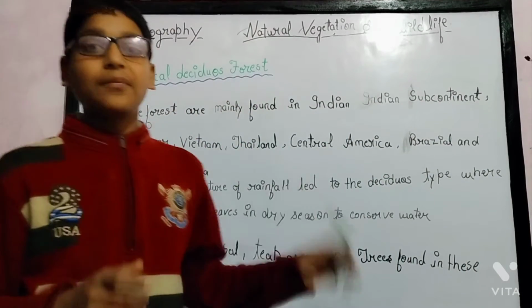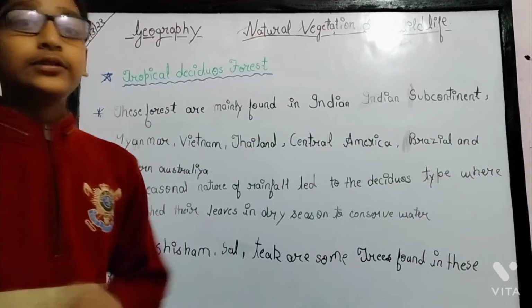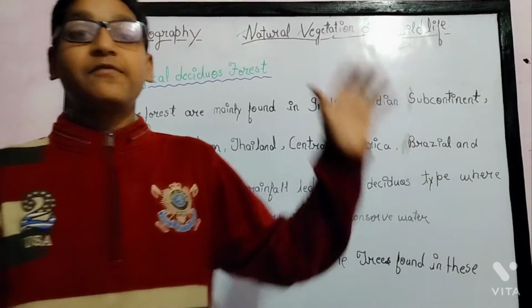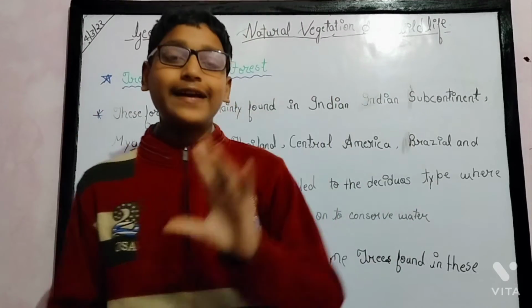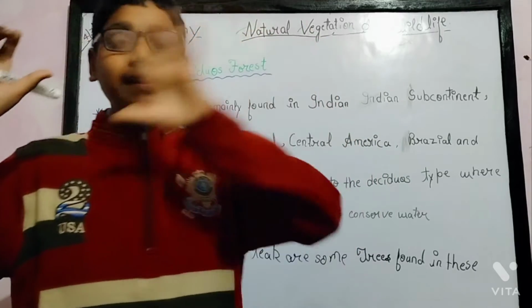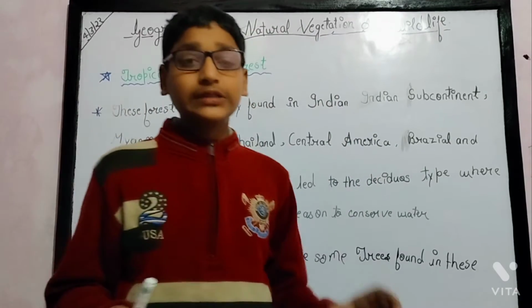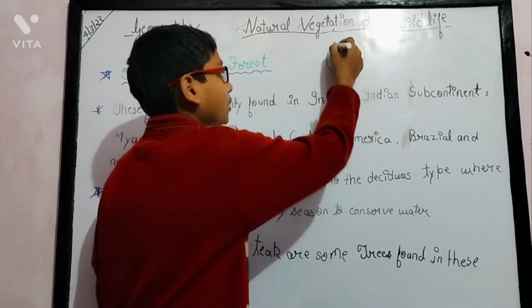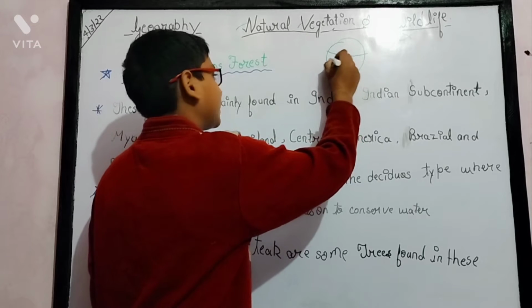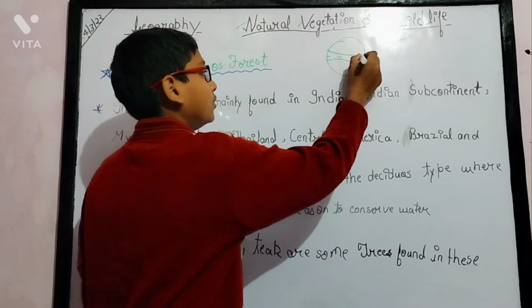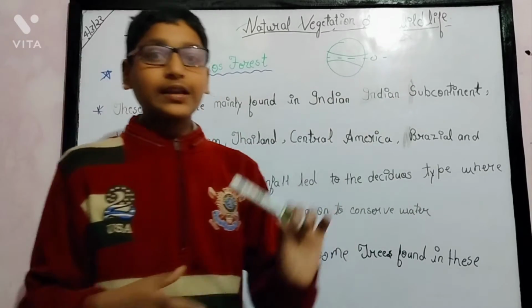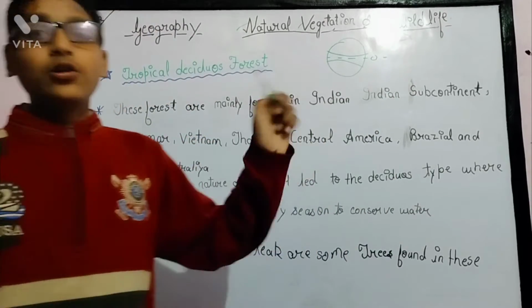Studying about the tropical evergreen forest. In that video we studied what a tropical evergreen forest is, what the vegetation of that forest is, what the wildlife and climate are, and where it mainly lies. In the previous video we studied that the tropical evergreen forest lies on the equator, on the 0 degree equator. So we have studied everything about a tropical evergreen forest.